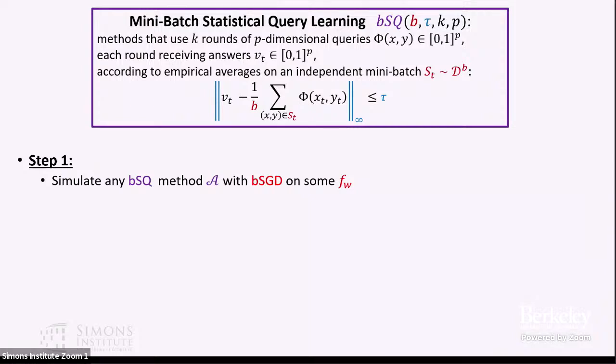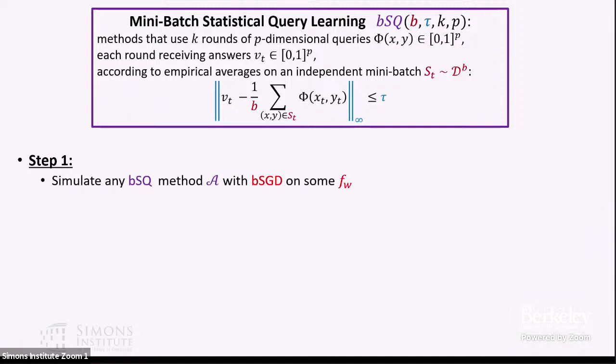So how are we going to simulate? How do we do the first step? Our goal is to take a mini-batch SQ algorithm. Adam comes up with some mini-batch SQ algorithm, basically an SQ algorithm that answers queries in this form. Now I want to implement that algorithm using gradient descent. So I take Adam's algorithm and I want to come up with a single parameterized model, such that if you run mini-batch SGD on the loss of my model, it does pretty much exactly what Adam's mini-batch SQ algorithm would do.